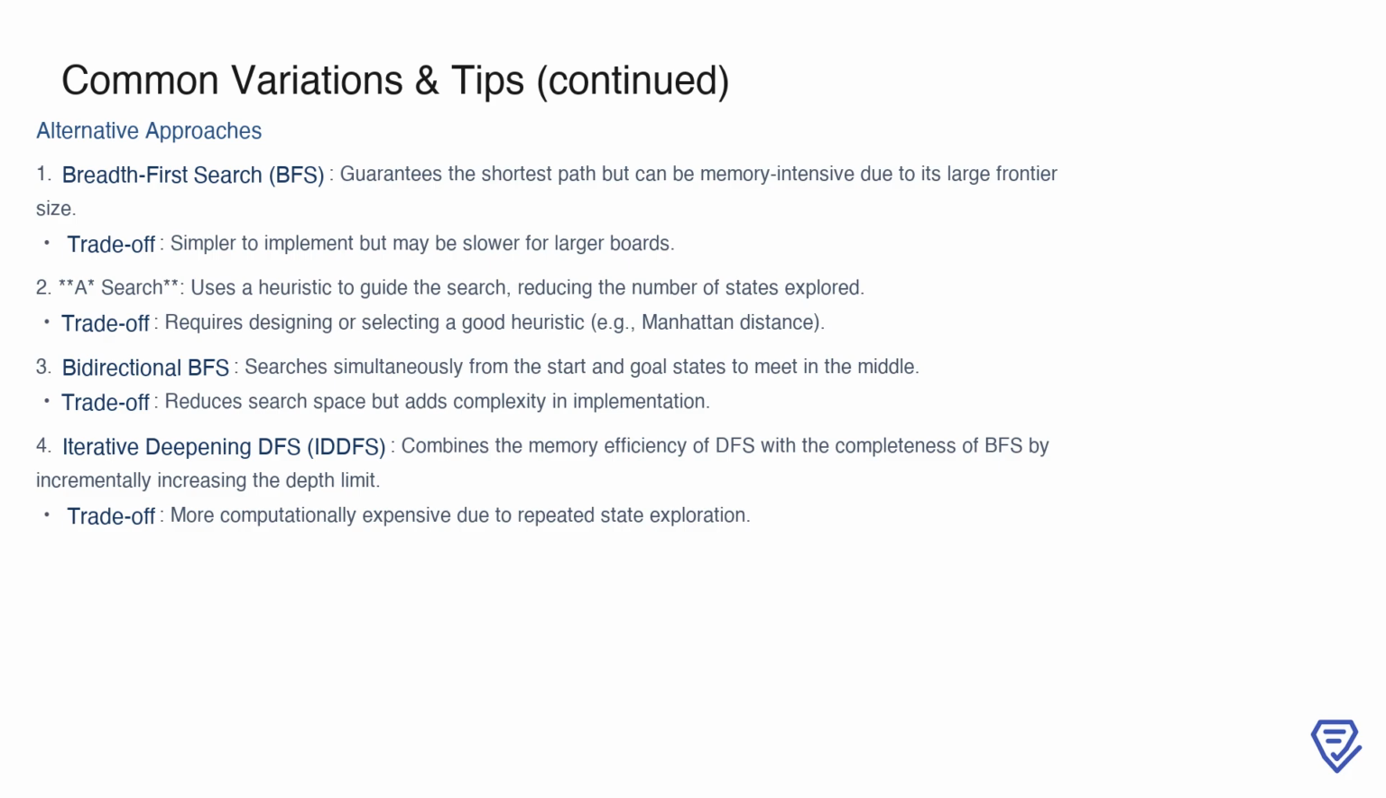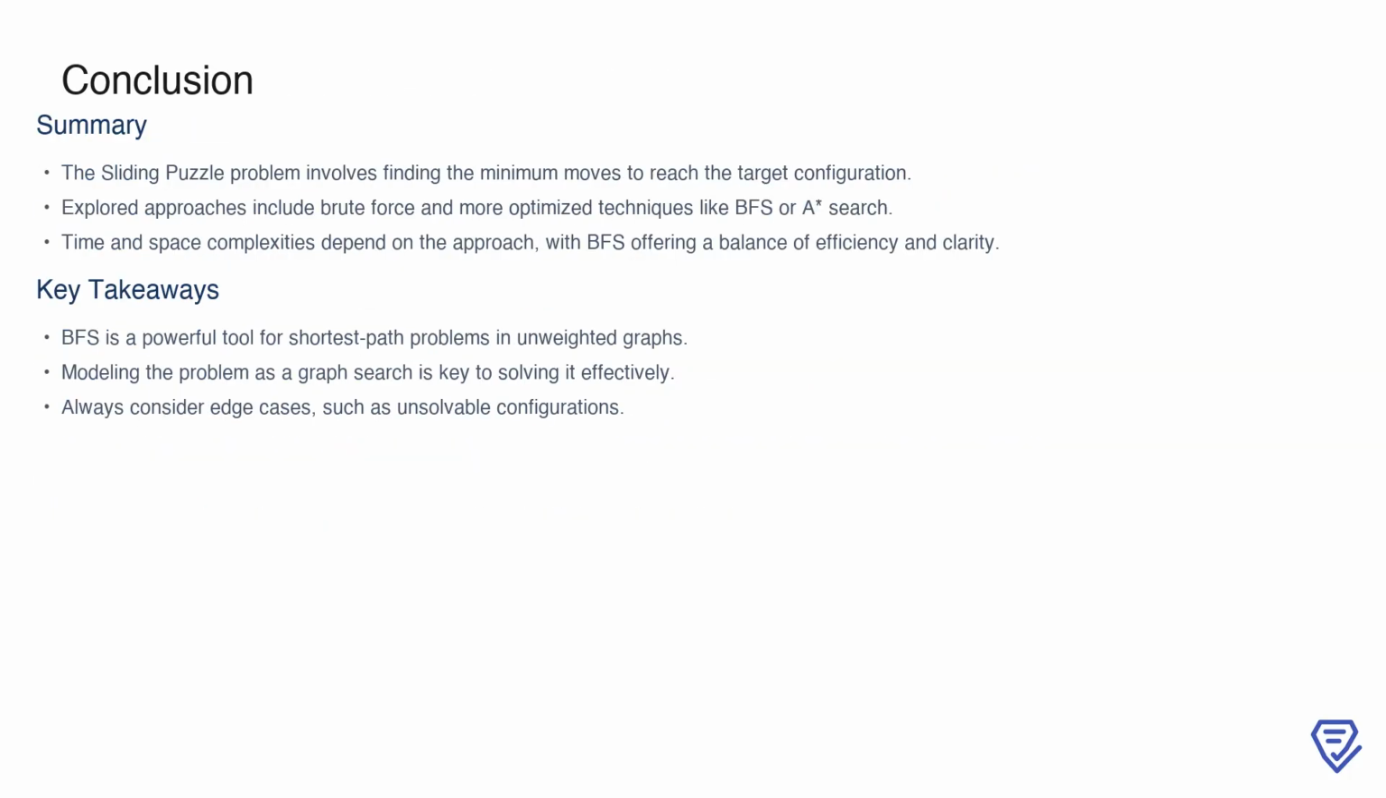Each of these methods has its strengths and weaknesses, and the choice depends on the specific constraints and requirements of the problem at hand. Great job! Today, we reviewed problem number 773, sliding puzzle, and discussed different approaches. Remember, BFS is often the go-to solution for shortest path problems. Keep practicing, and don't hesitate to tackle similar graph-based challenges.